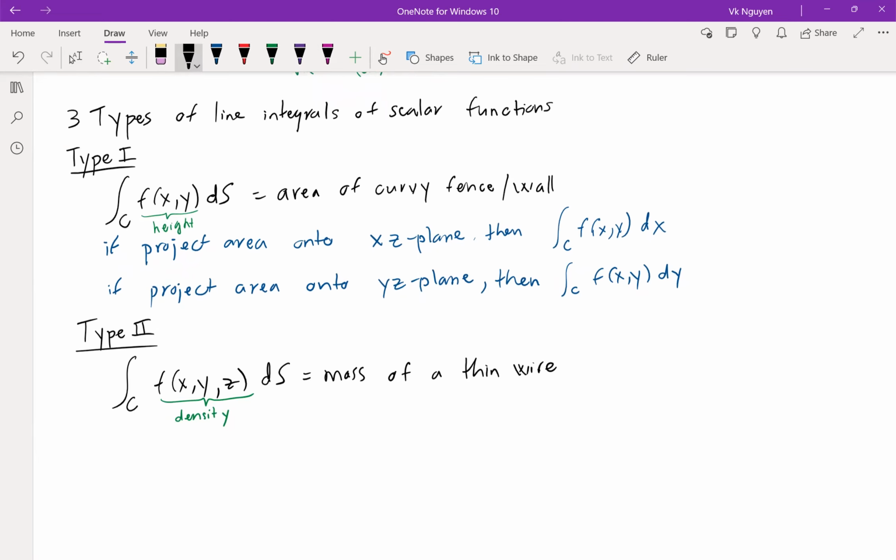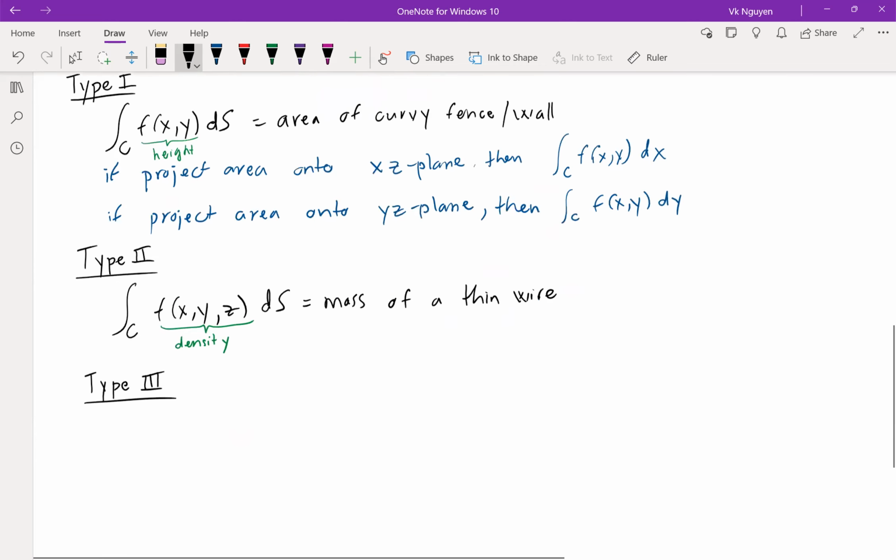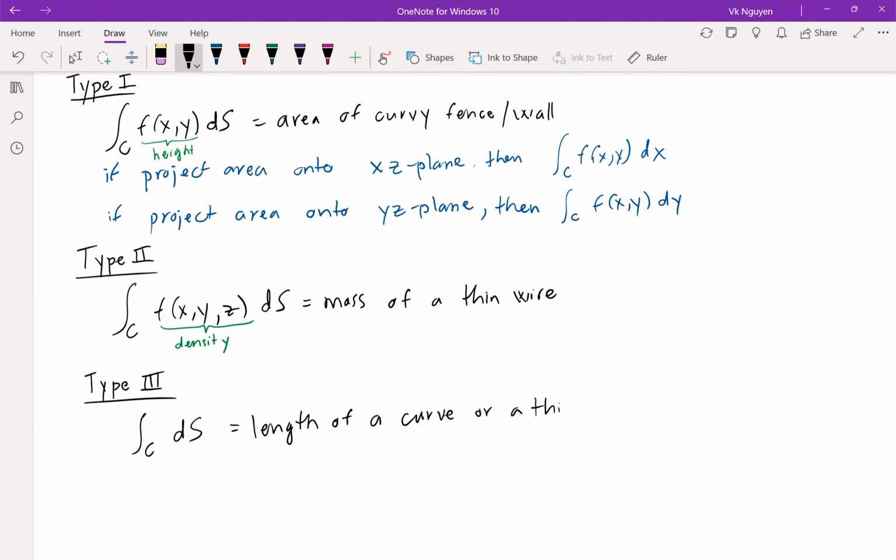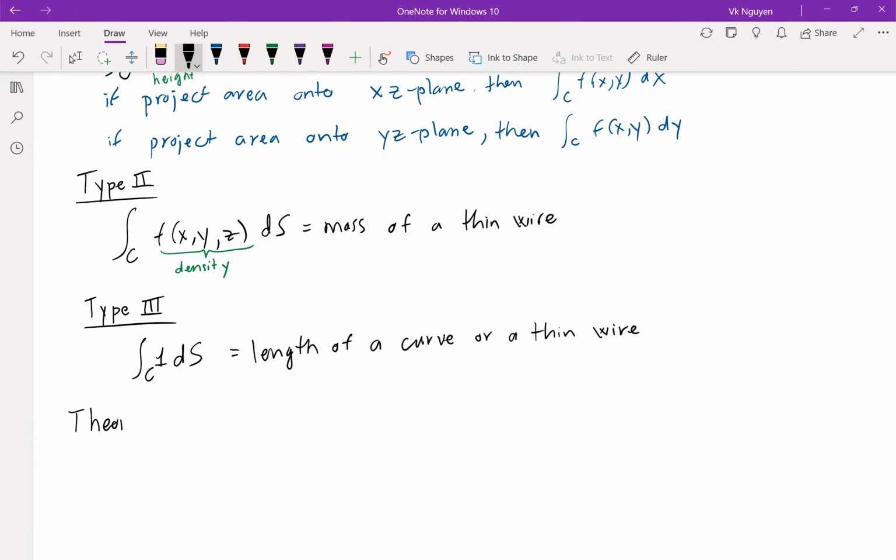Okay, one more. Type 3. In type 3, you just do the line integral of ds, which you already know. This is the length of a curve or a thin wire.